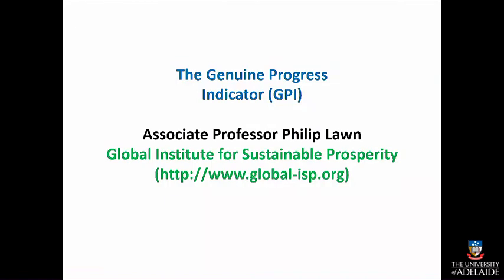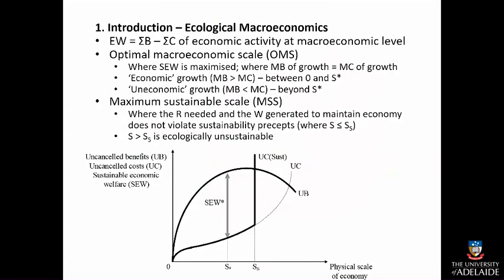Okay, as Steve said, I'm going to talk today about the Genuine Progress Indicator. I'm sure I mentioned it last Thursday in the first lecture I gave. I'll just reiterate some of the things that I said last week when I talked a little bit about ecological macroeconomics, and I pointed out that economic welfare at the macro level is basically equal to the sum of the benefits minus the sum of the cost of economic activity at the macroeconomic level.